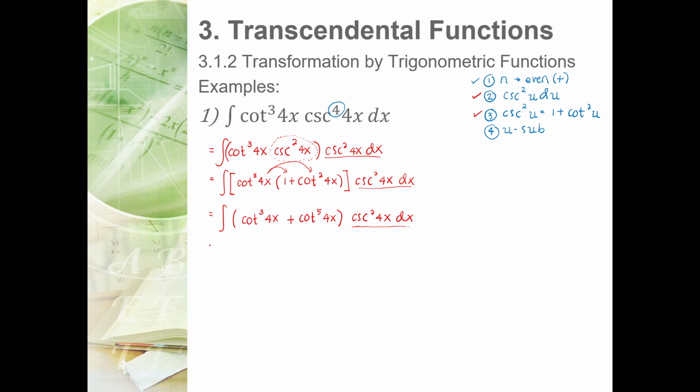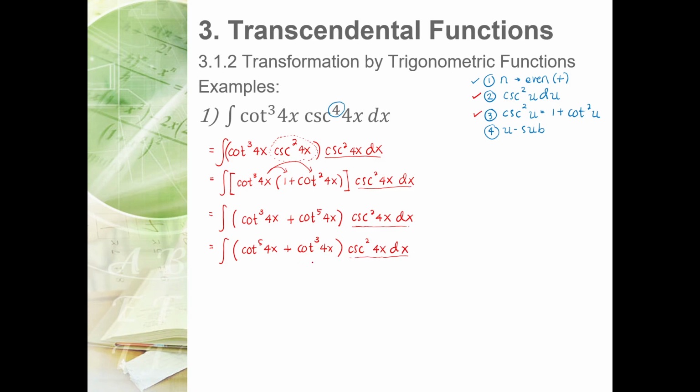Okay, so again, if we simplify further by arranging according to degree, the power of 5 should be the first term, then the power of 3 should be the last term. So cotangent to the fifth of 4x plus cotangent cubed of 4x, times cosecant squared 4x dx. Again, this is the factored out term, and this is the remaining integrand.